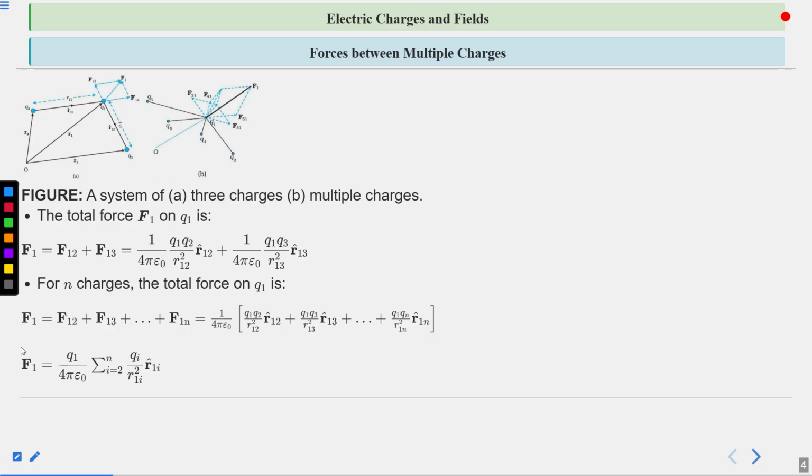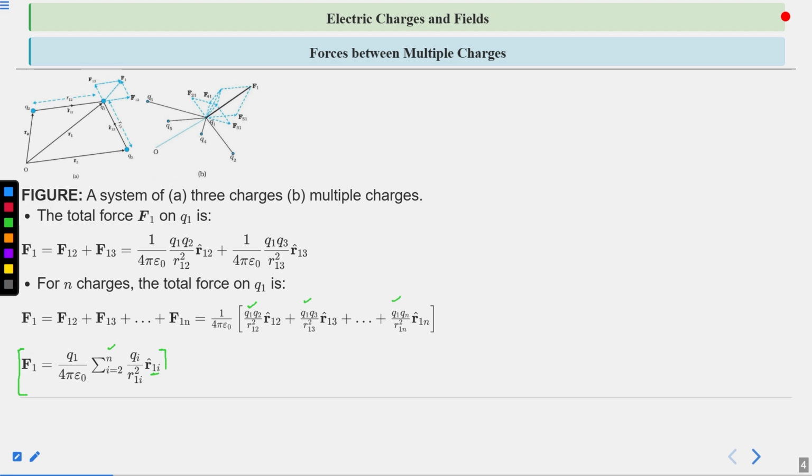Now in simple terms we can write F1 is equal to q1, because q1 is common in every force, F12, F13 and F1n. So q1, q1 and q1. So take q1 common, and 1 upon 4 pi epsilon naught is also common. So it will be q1 divided by 4 pi epsilon naught, summation i is equal to 2 to n, qi divided by r square 1i, r cap 1i.